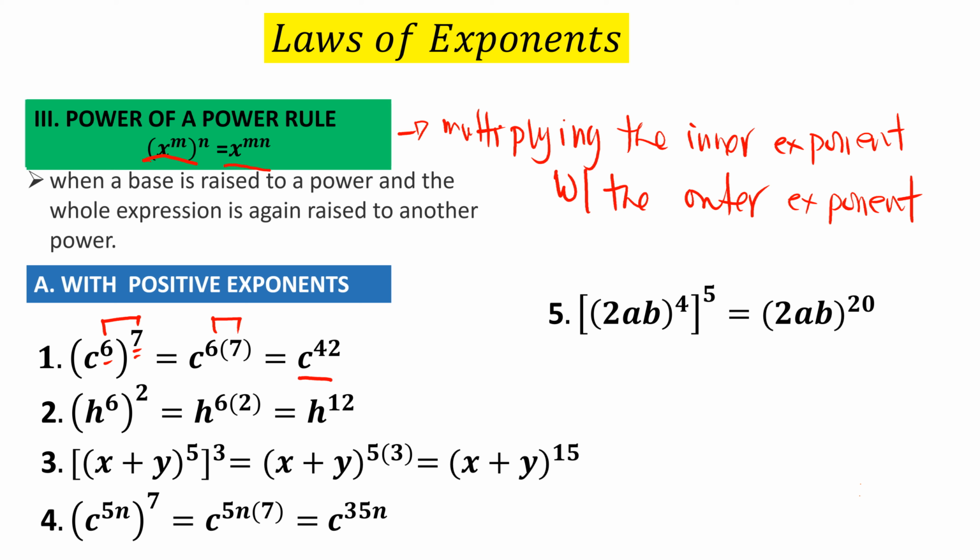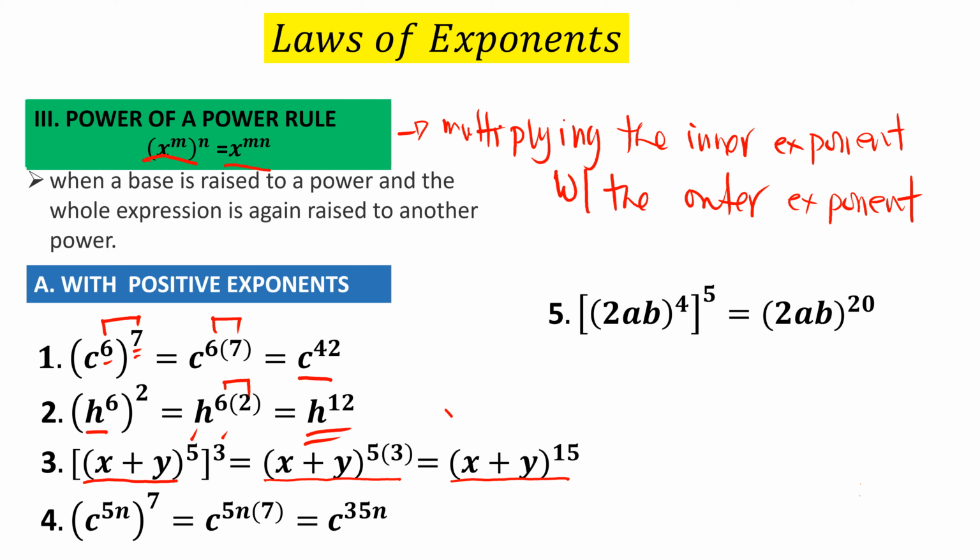While number 2, (h^6)^2. And thus, the final simplified expression is now h to the 12 because 6 times 2. And then number 3, you have there x plus y as our base, then raised to the power of 3 as our inner exponent, multiplied by the outer, which is 3. Then it will give you this process. And then the final expression will be the quantity x plus y to the power of 15.